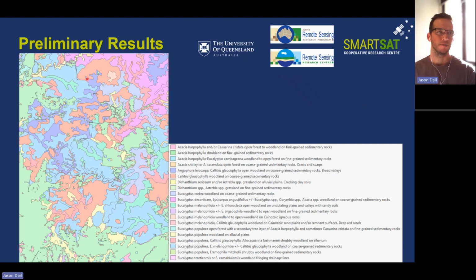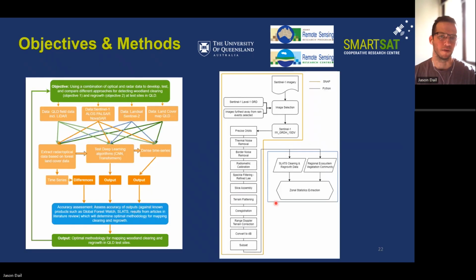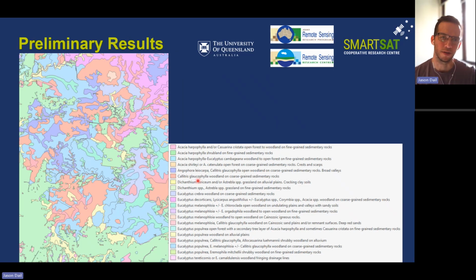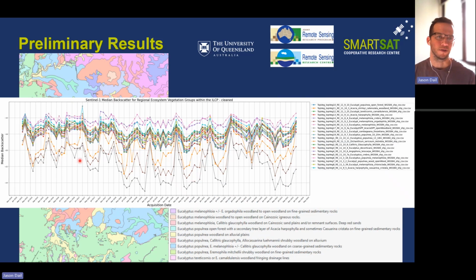And this is my test site. It looks a bit like a paint by numbers picture, but this is the 25 major vegetation groups across the site, and here they are listed. And going by this zonal statistics extraction, using the regional ecosystem data, which gives the vegetation type, and all of the Sentinel-1 images, I've extracted the median backscatter for the polygons for each of the major vegetation groups.